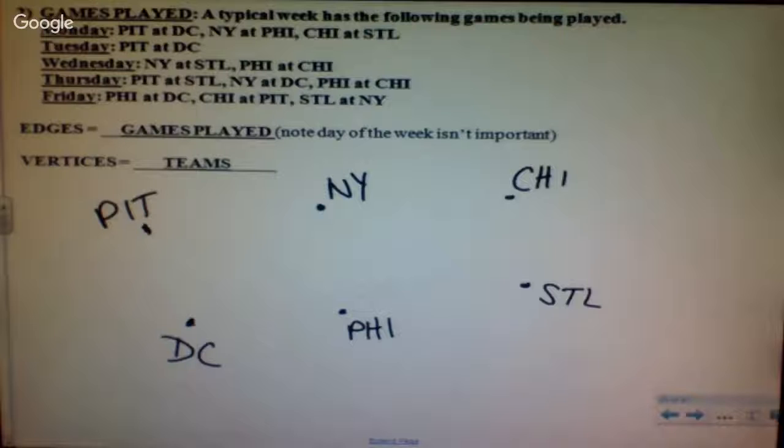What's my first line I should draw? Pittsburgh and DC. But you're going to have to do that twice, because on Tuesday they play again. So we've got a multiple edge there.